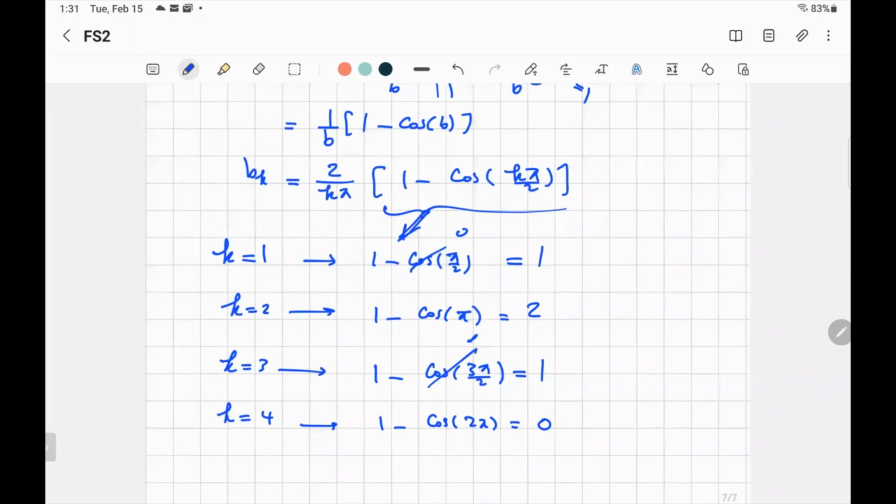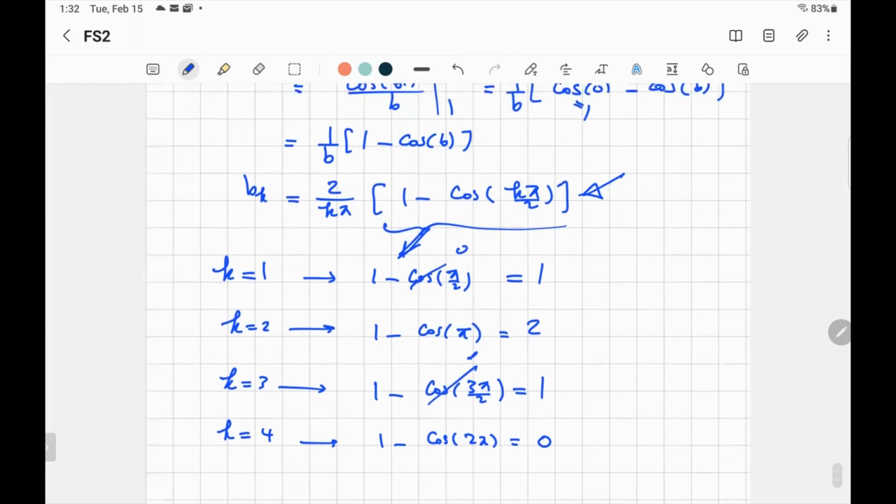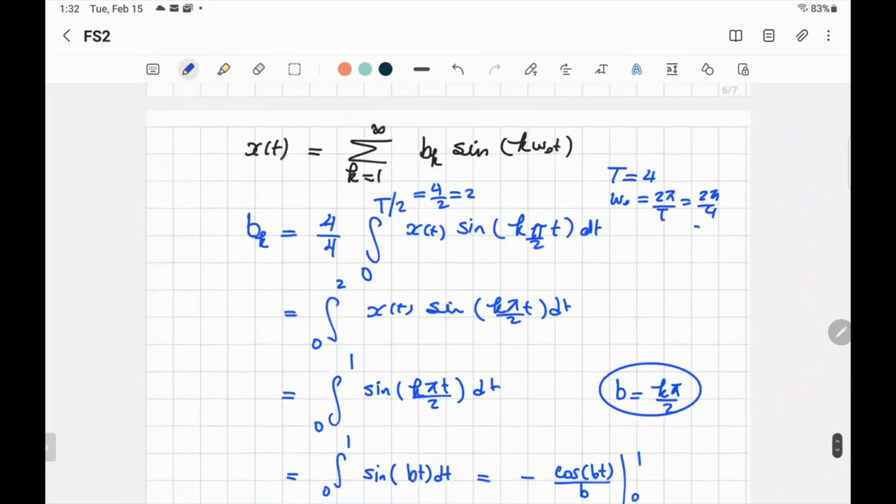So is it really changing? You cannot just say it's equal to 1 or 2, anything like that. It's 1, 2, 1 and 0. So I will just leave it as it is, and when I need it, I evaluate it. I cannot make it come back like minus 1 power k. I can't do that. So that's B_k. Anyway, I found B_k.